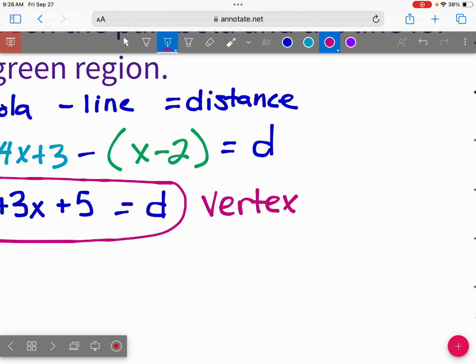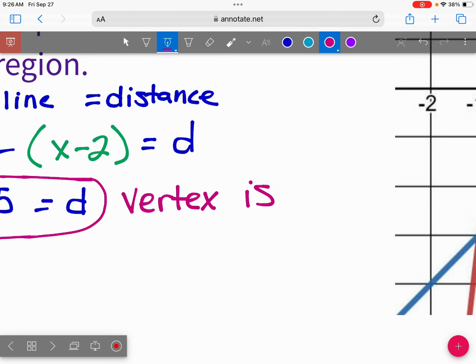The vertex is the max. So not the vertex of our shape there, because we can't guarantee that's maximum distance. It could be that this is our maximum distance, but it could be like here, where this line gets a little farther away. It could be over here, where the line gets a little farther away. So we're trying to find that maximum distance in the green space. So how do I find the vertex of that distance equation?